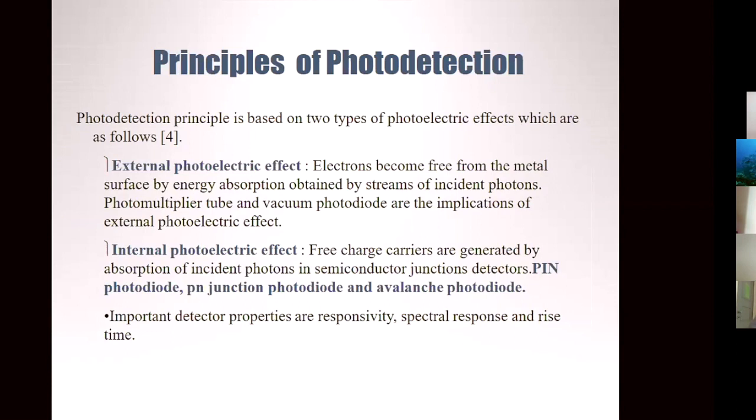So there are two principles of photodetection. One is the external photoelectric effect, and the other is the internal photoelectric effect. In the external photoelectric effect, electrons become free from the metal surface by energy absorption obtained from streams of incident photons. But in the internal photoelectric effect, free charge carriers are generated by absorption of incident photons in semiconductor junction detectors. So here we can distinguish between the external and internal photoelectric effect. But one important thing is that responsivity, spectral response, and rise time matter in photodetection technique.